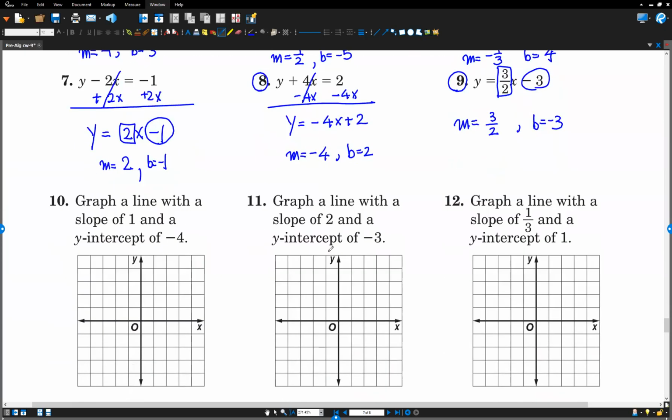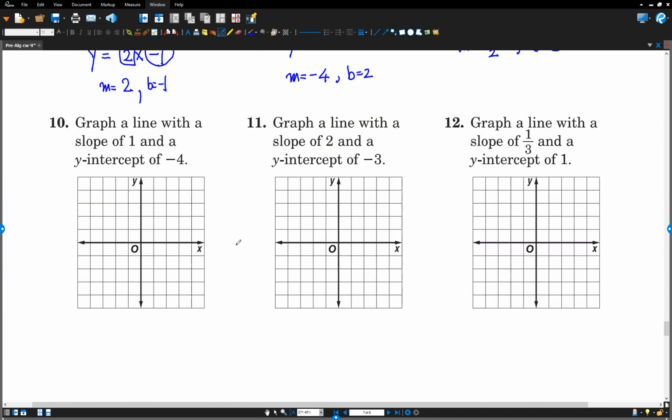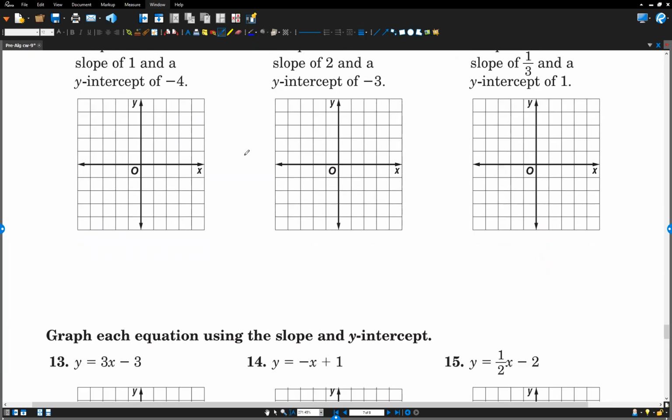All right. Now using slope and y-intercept, we can make a graph. Graph a line with slope of 1 and y-intercept of -4. Can you graph this one? Everybody try number 10, 11, and 12.